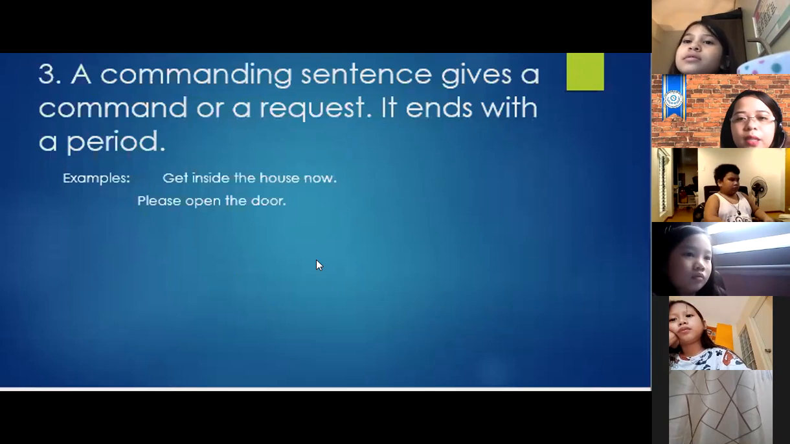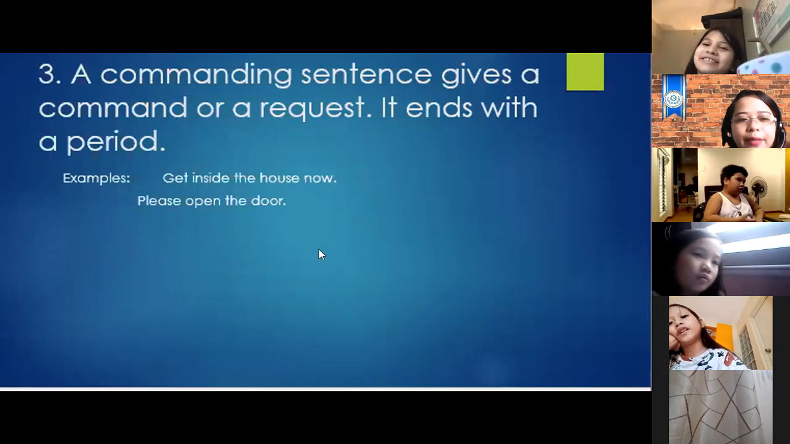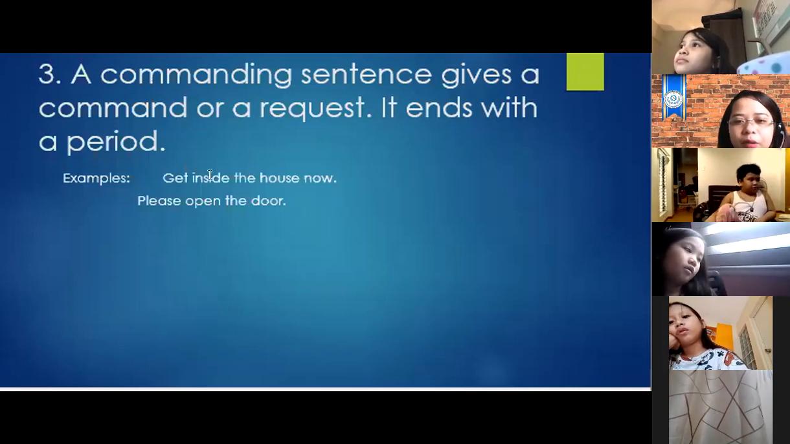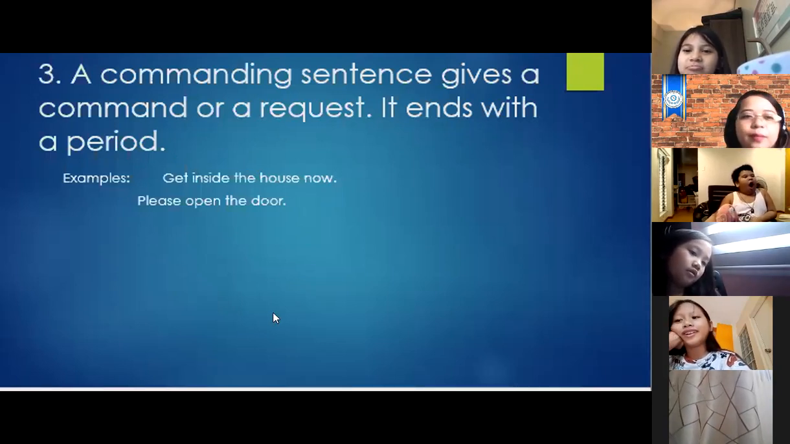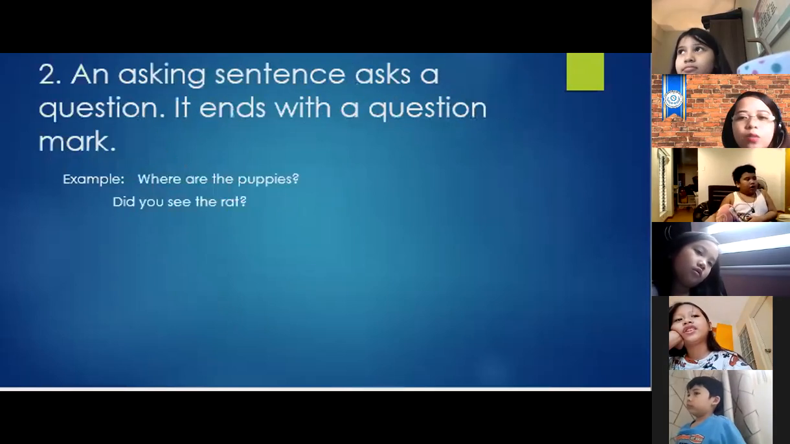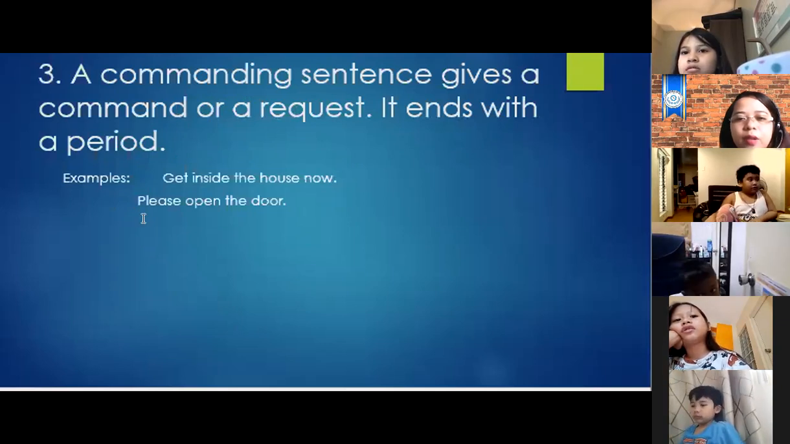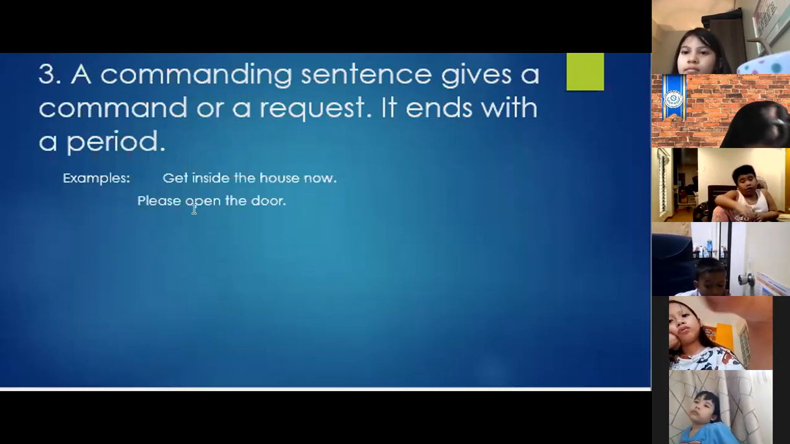Right, next, number 3. Number 3 is a commanding sentence. From the word itself, command. It gives a command or a request. It ends with a period. So you have here, get inside the house now. Please open the door. Clean up the toys. Because it's a command or a request, right? Get inside the house now, or please open the door.